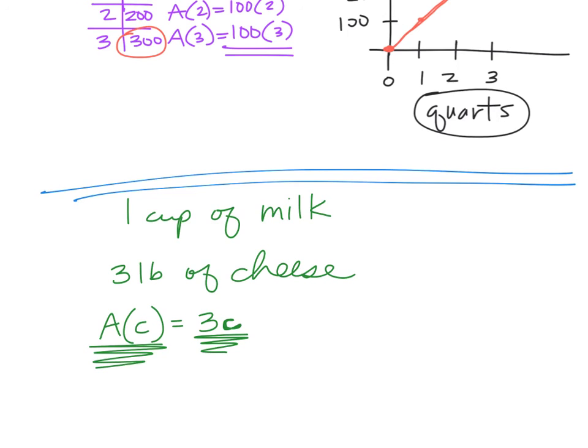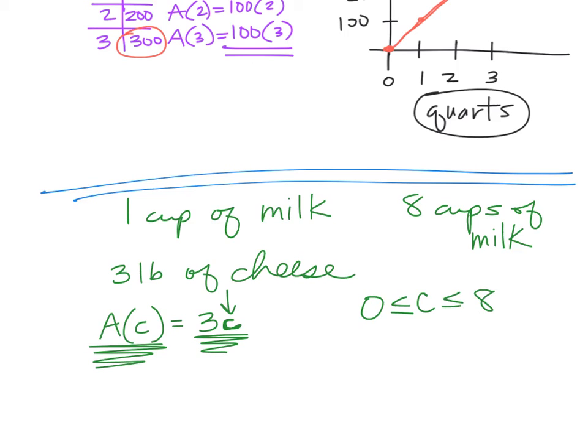If this is my setup and I say you have 8 cups of milk, let's make some cheese, okay? Great. So if we have this to work with and we have 8 cups of milk, what is our domain? What are the possibilities for our x value? 8. 8 is the max, right? You only have 8 cups of milk to work with. So that means you could use as little as 0 or as much as 8, okay?